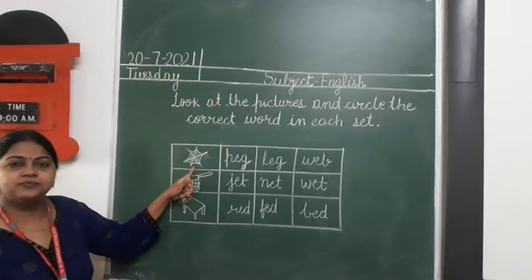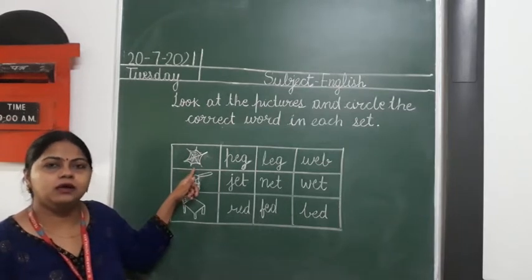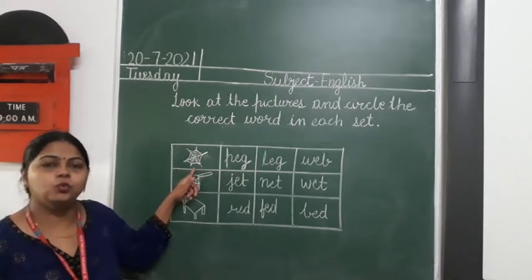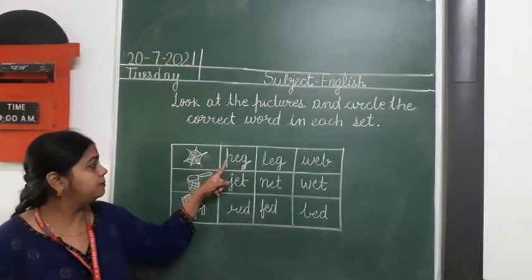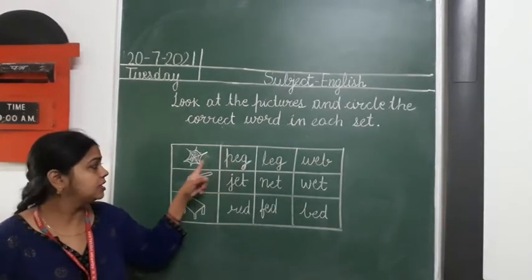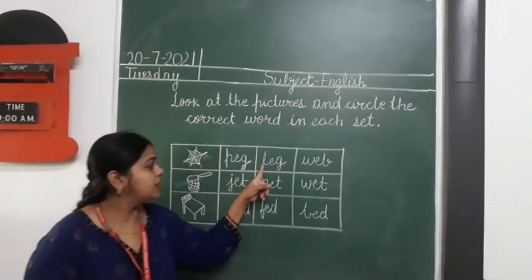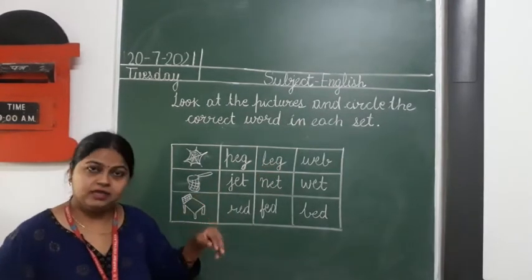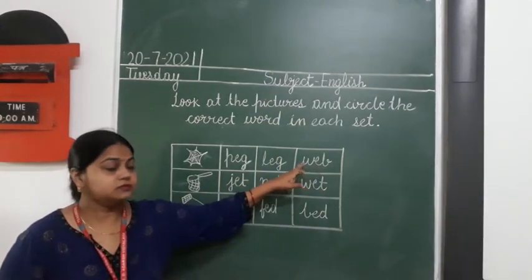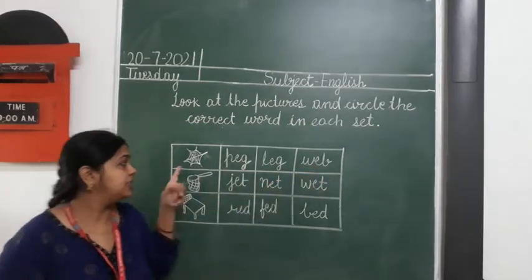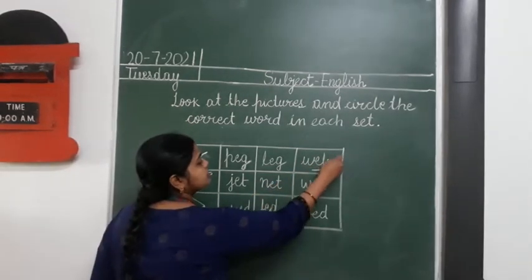Tell me, what is this? Web. Web is the sound of W. Now, read this word. Read along with me. P-A-G, P-E-G. This is not a peg. L-A-G, L-E-G. Is this a leg? No. Next. W-A-B, W-E-B. Is this fine? Yes. So, where is the correct word? We will mark a circle on it.